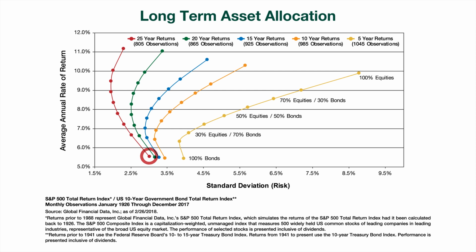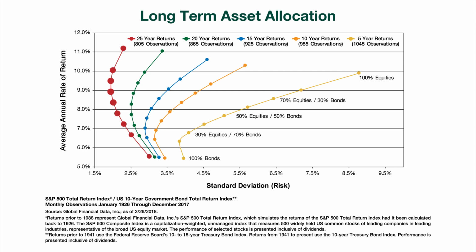This chart demonstrates the impact of asset allocation and time horizon on portfolio volatility and returns. Standard deviation is a measure of volatility representing the degree of positive and negative fluctuations in the average annual performance return for the 5, 10, 15, 20, and 25-year rolling time periods since 1926.